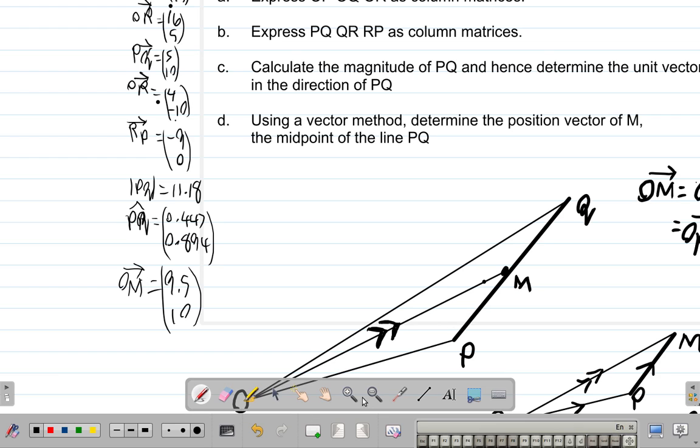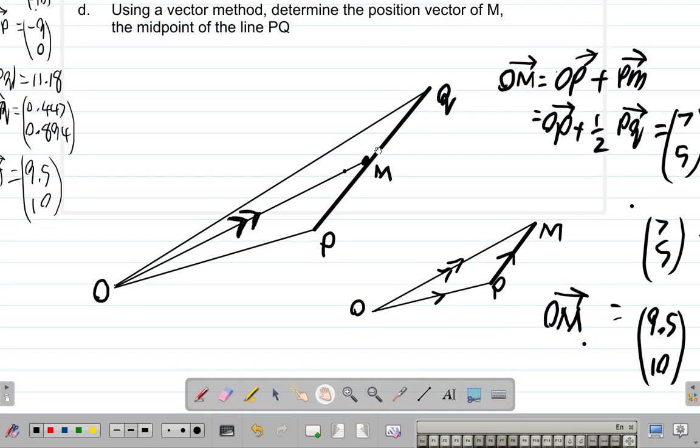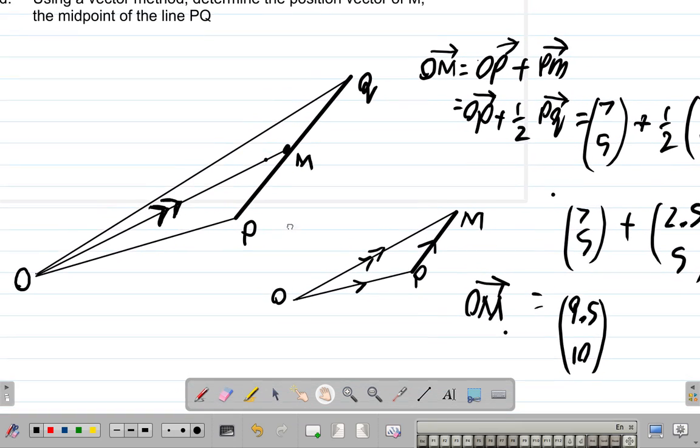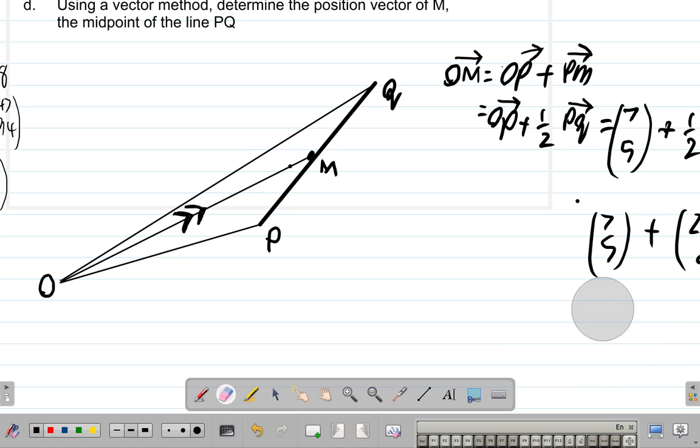Now, suppose we had done it using MQ, this side of the triangle. What would happen? Would we get the same answer? Well, we're supposed to, but let's try and see what would happen in that case.